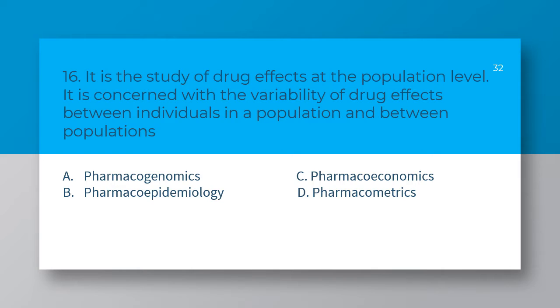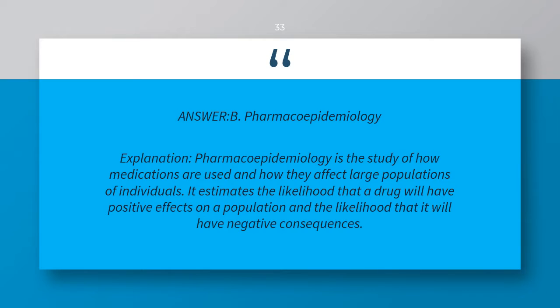It is a study of drug effects at the population level. It is concerned with the variability of drug effects between individuals in a population and between populations. Answer is B. Pharmacoepidemiology. Pharmacoepidemiology is the study of how medications are used and how they affect large populations of individuals. It estimates the likelihood that a drug will have positive effects on a population and the likelihood that it will have negative consequences.